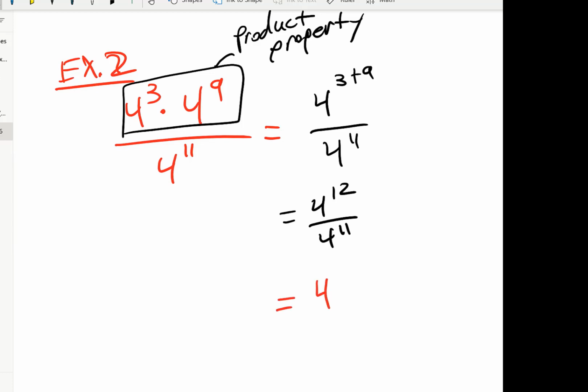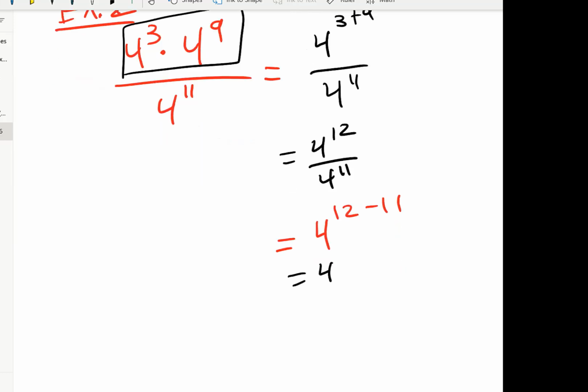So, how'd you get 1? You're right. Because 12 minus 11 is 1. You saw that they have the same base, so you can subtract the exponents. So it's 4 to the 1, which is just 4, right? 4 to the 1 is 4.